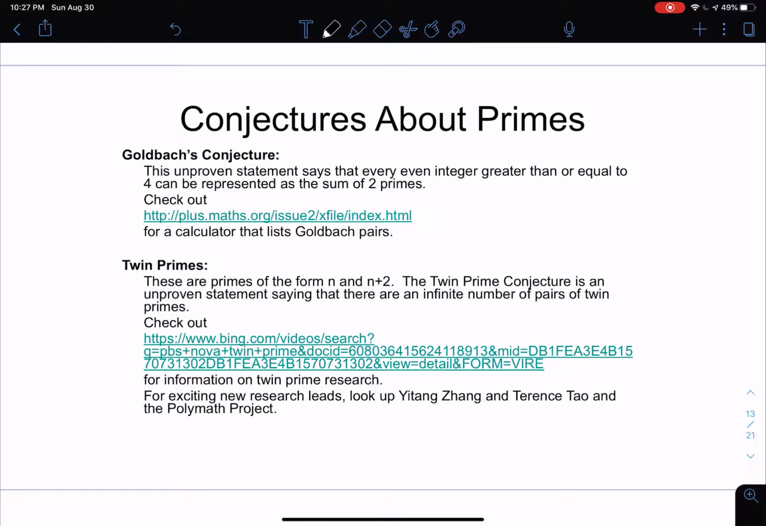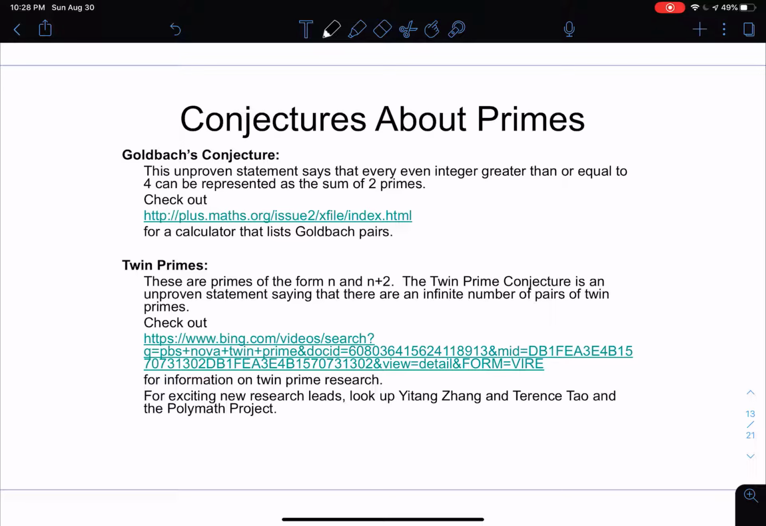It's pretty good. And then if you want to know about very recent research leads on the twin prime conjecture, look up Chang and Tao and the Polymath Project, and there's quite a story there. I'll come back to it. Let's look at some Goldbach conjecture for a minute, and then we'll look at twin primes for a minute.